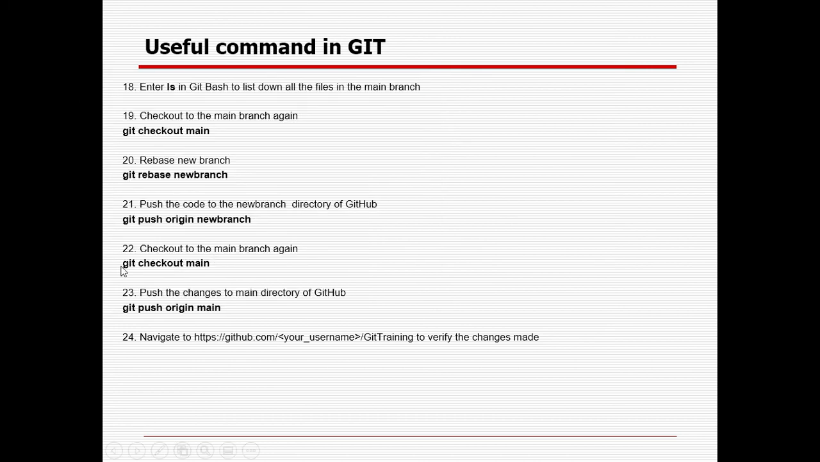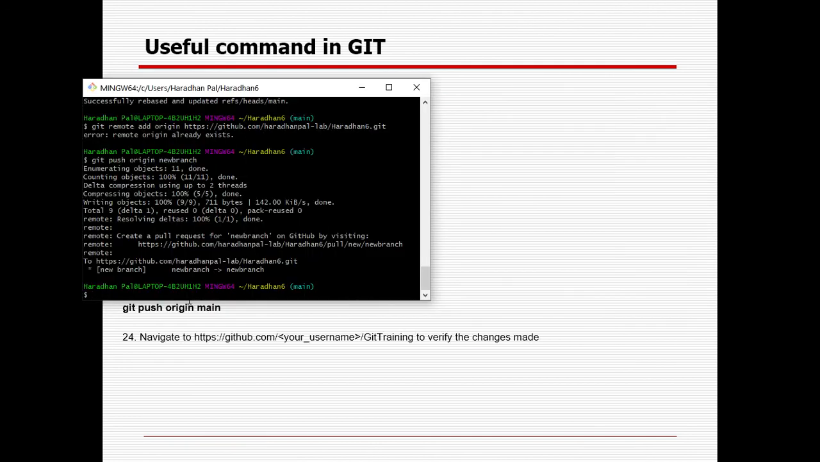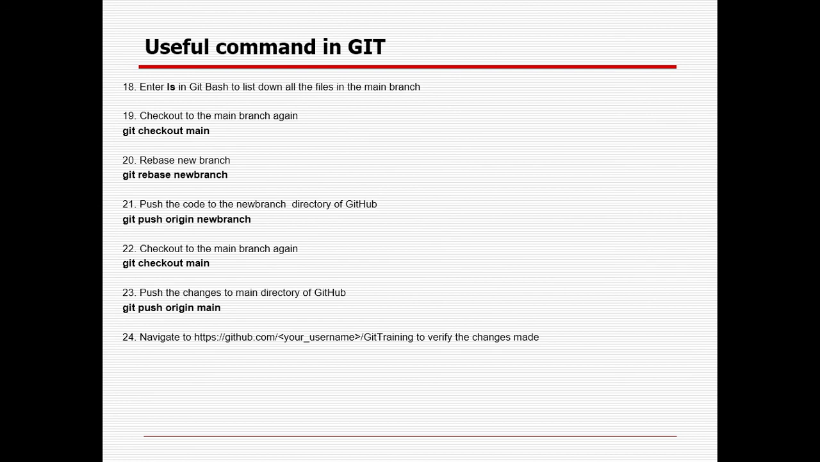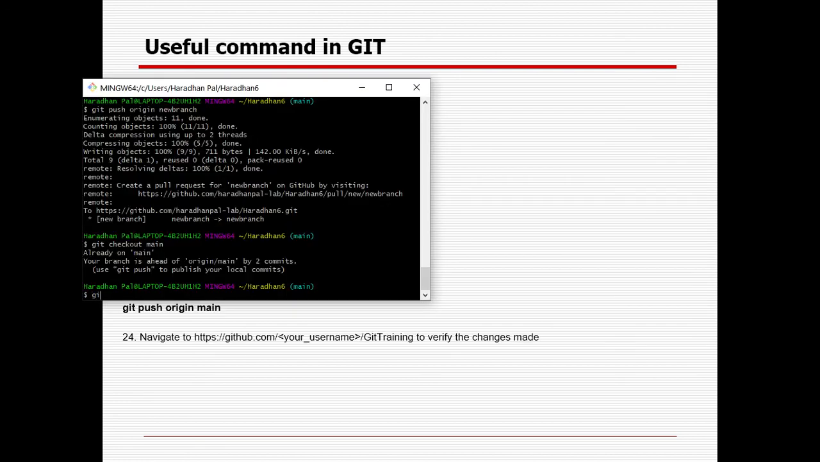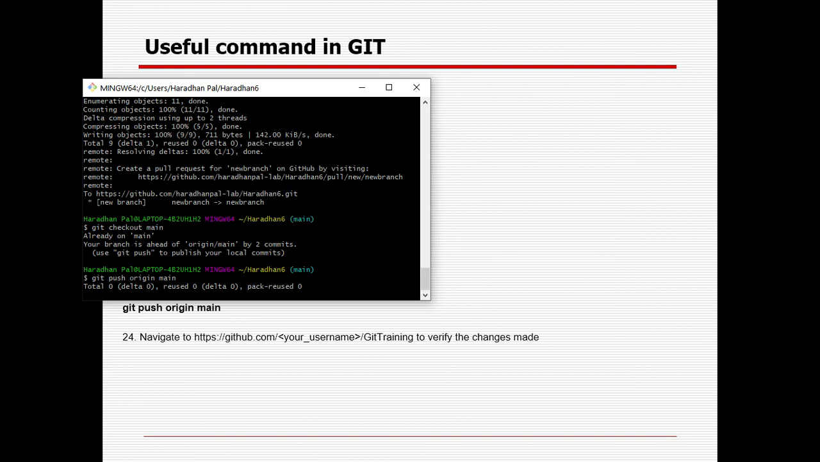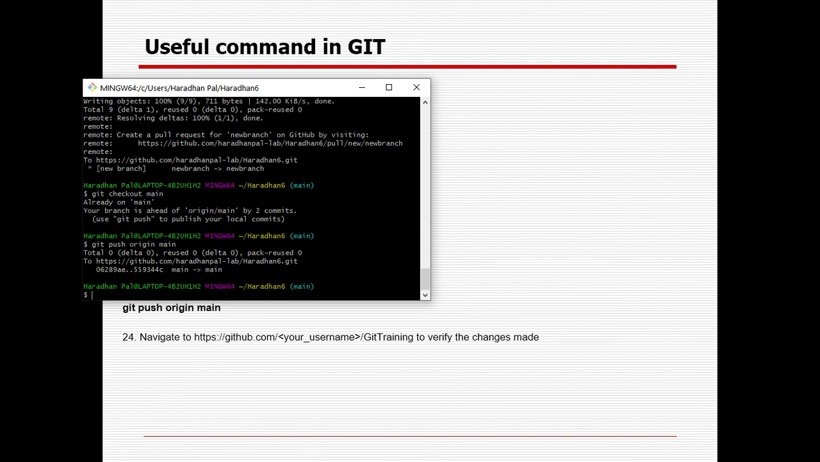In a similar way, I can also push the code to the main branch. I will check out the main branch with git checkout main, and then push the code with git push origin main. So it will also update the main branch. Okay, you can see here this is the file, and now it is the main branch, not the new branch.